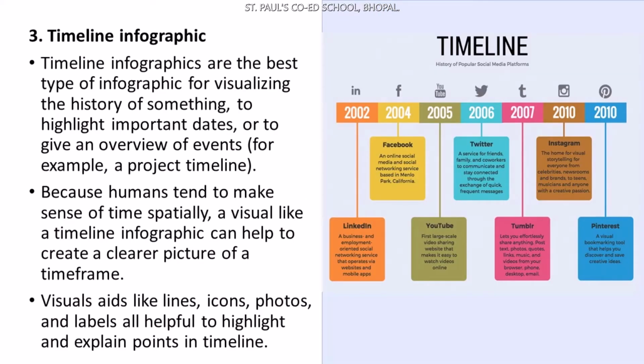Next is the timeline infographic. Timeline infographics are the best type of infographic for visualizing the history of something, to highlight important dates or to give an overview of events. Because humans tend to make sense of time, especially visually, a timeline infographic can help to create a clearer picture of a time frame. Visual aids like lines, icons, photos, and labels are all helpful to highlight and explain points in a timeline. Now the picture on the right hand side shows the timeline infographic template.